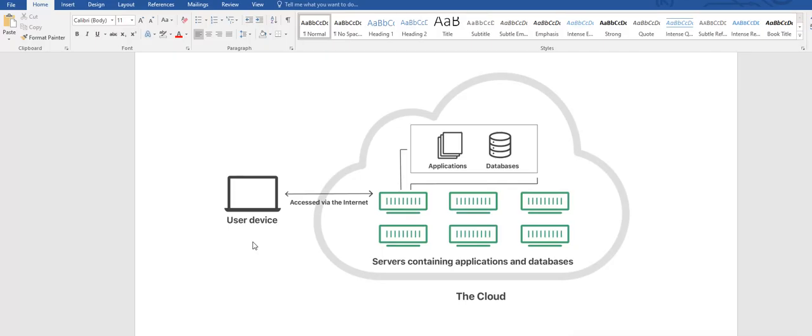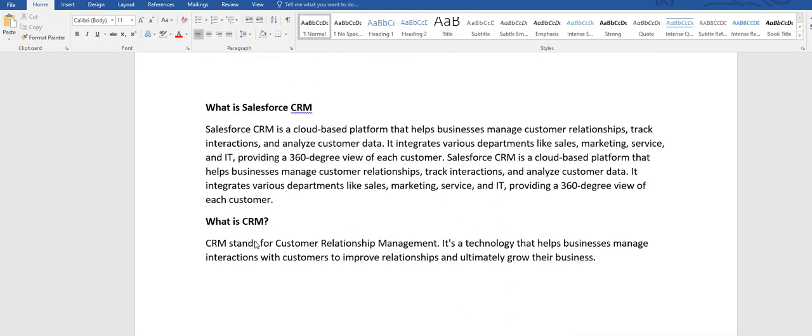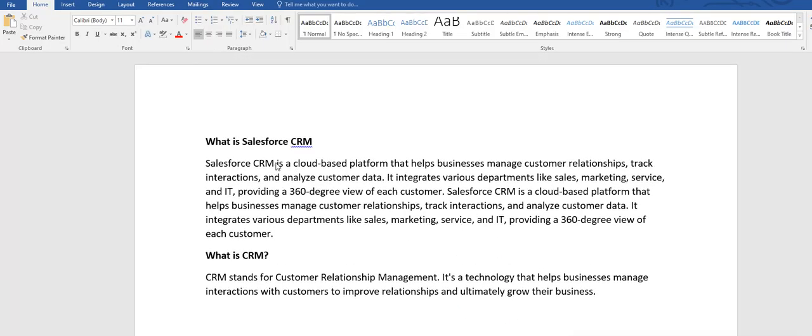Now for a cloud example, like for example you are using Netflix. So Netflix is an example of cloud. Facebook is another example of cloud. Instagram is another example of cloud. All these are very basic examples of cloud which we commonly use, and maybe it's possible that you are using these cloud services but maybe you don't know that these are cloud services. Now coming back to our main topic, Salesforce CRM.